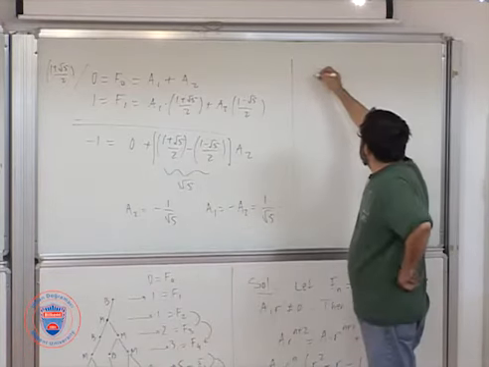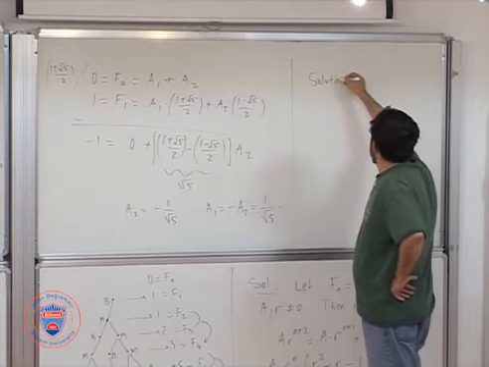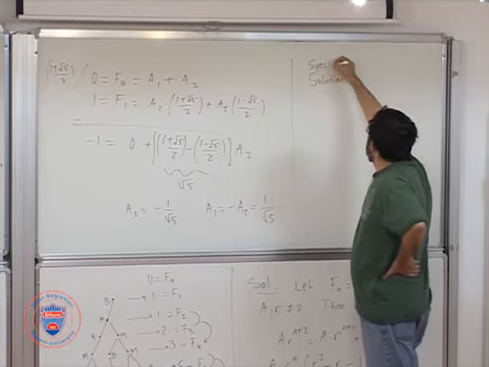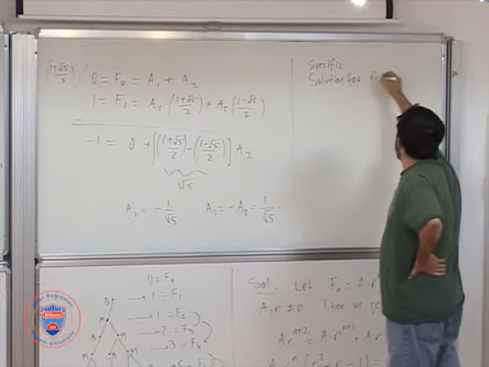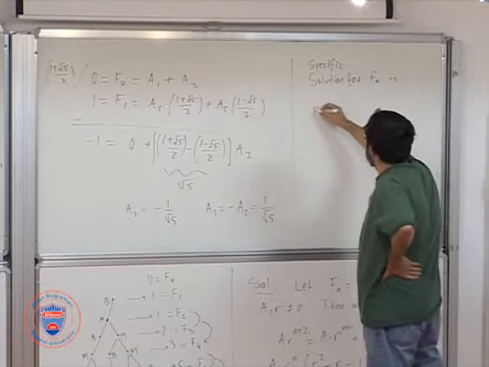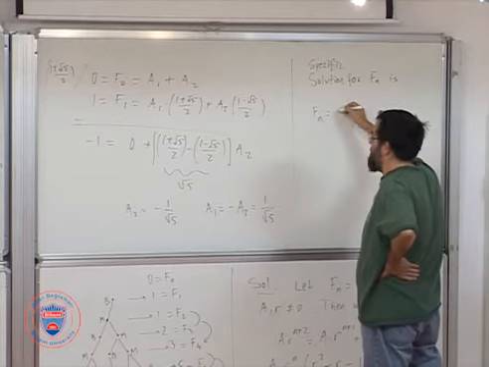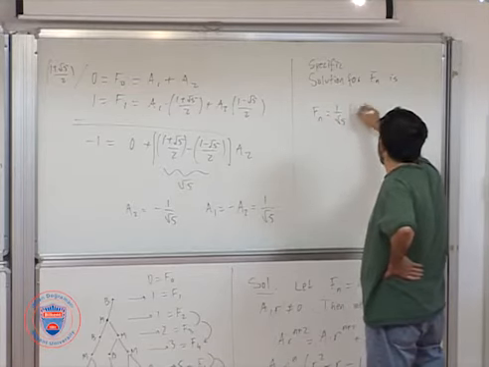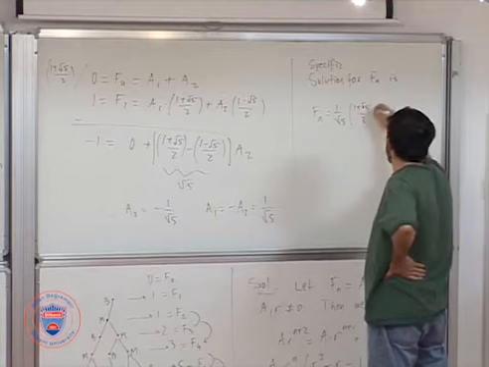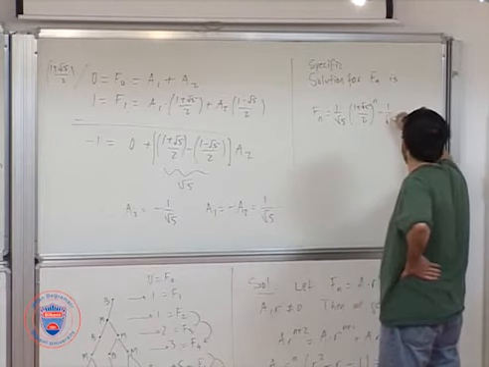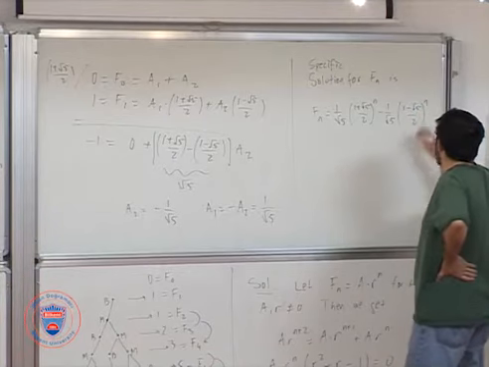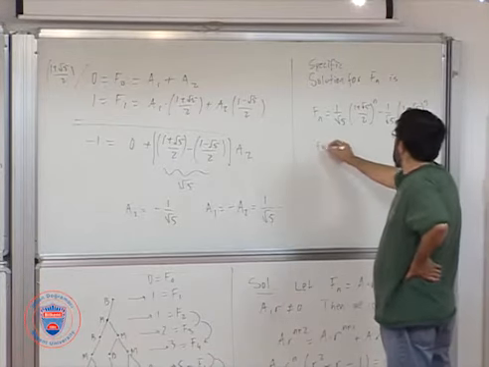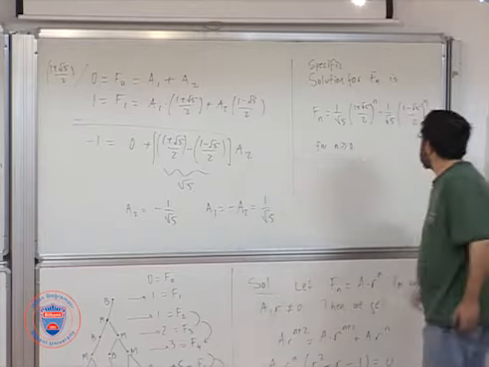So the answer to the solution, the specific solution, let's call it, for Fn is just this: 1 over square root of 5 times ((1 plus square root of 5) over 2) to the power n, minus 1 over square root of 5 times ((1 minus square root of 5) over 2) to the power n. And this is true for all n bigger or equal to 0.